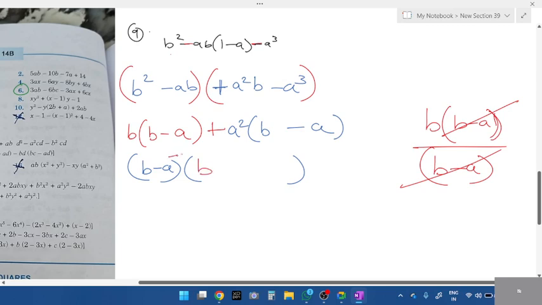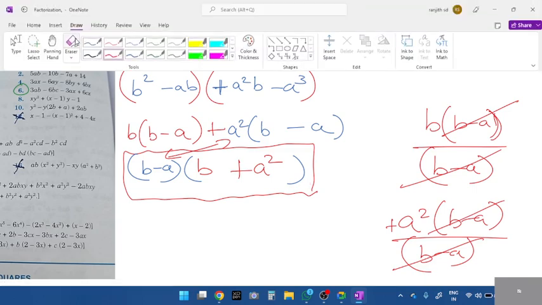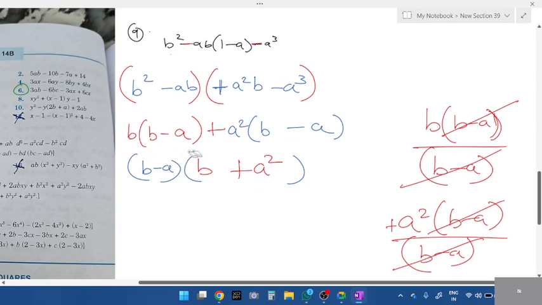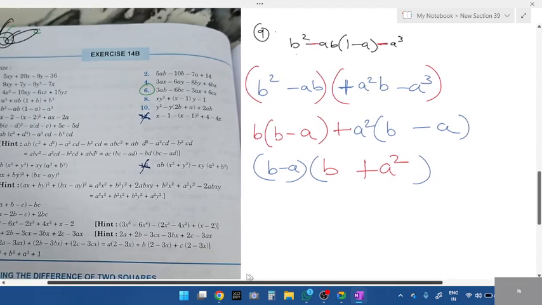B. Then divide this with the second one. What is left? Plus. Yes. This is the final answer. All of you got the final answer? B minus A, B plus A square. Amani, any doubts here? Other students, if you have any doubts, unmute and ask me. All clear? Shall we try the next one?